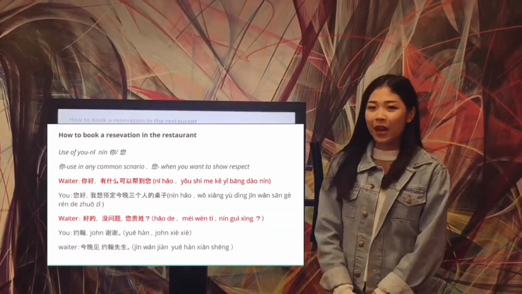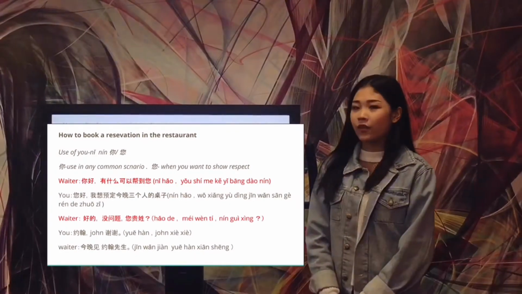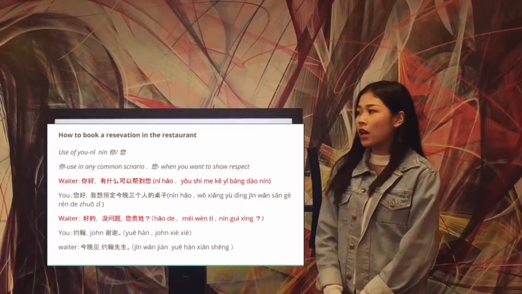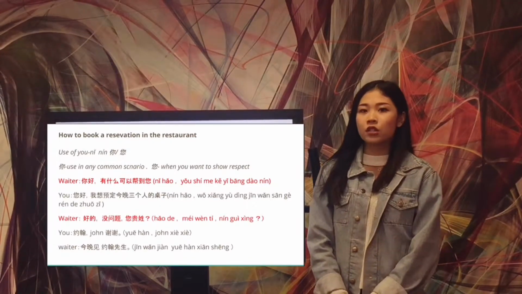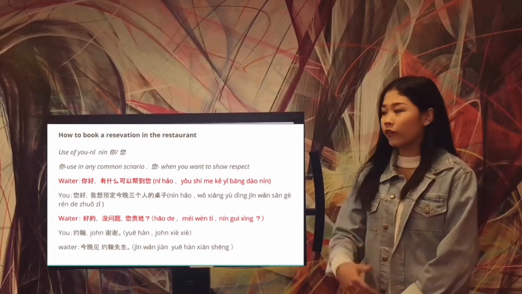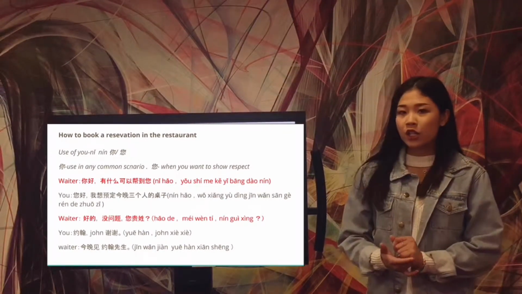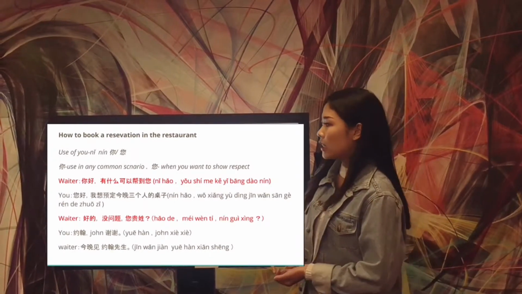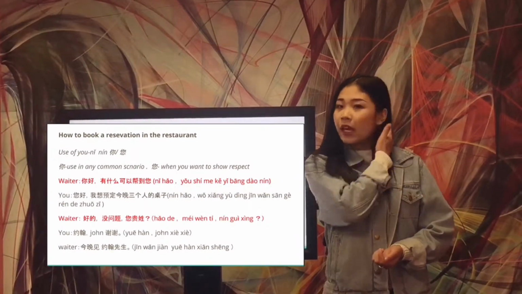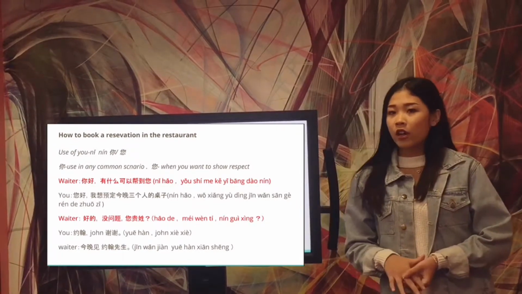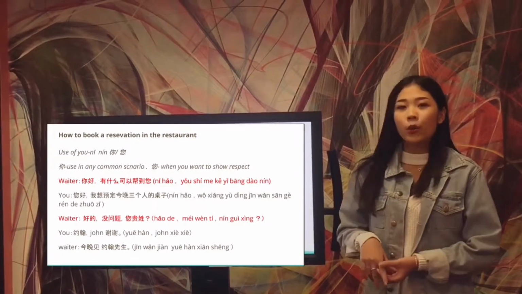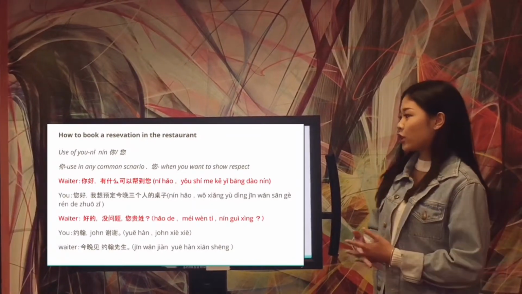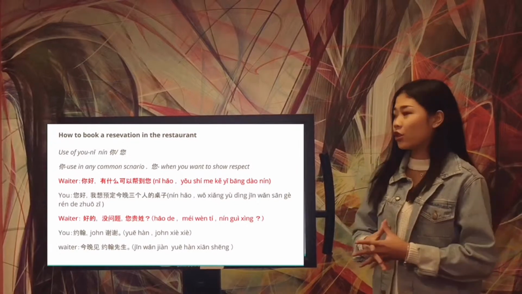So the last part of my lesson, I'll teach you guys how to book a reservation in the restaurant. It always happens on the phone. So when you want to book a reservation, how do you talk in Chinese on the phone? It is really important to know the use of ni and ning. In this case, ni can be used in every common scenario, whereas when you use ning, you want to show some respect to that person.